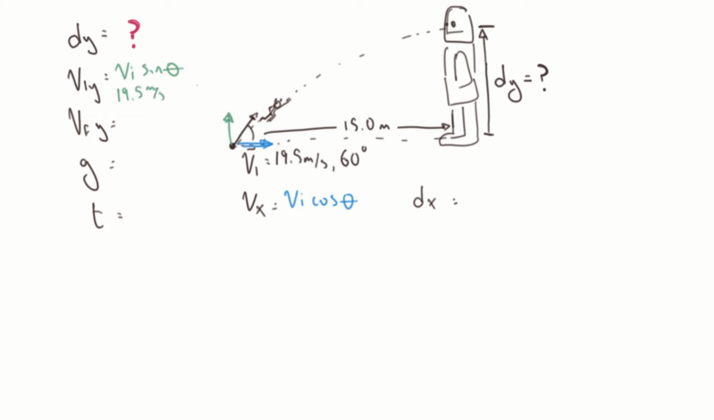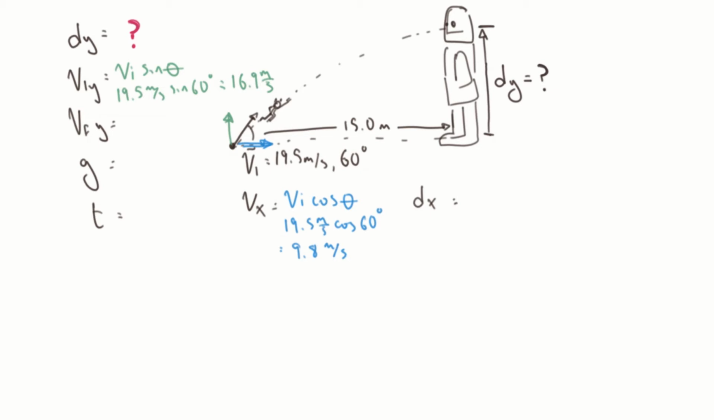So 19.5 meters per second times the sine of 60 degrees, and 19.5 meters per second times the cosine of 60 degrees. If you plug those into your calculator, for VIY I got 16.9 meters per second. And for VX, I got 9.8 meters per second. So that's good, that's handy.